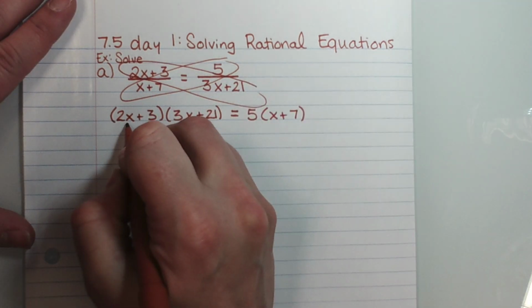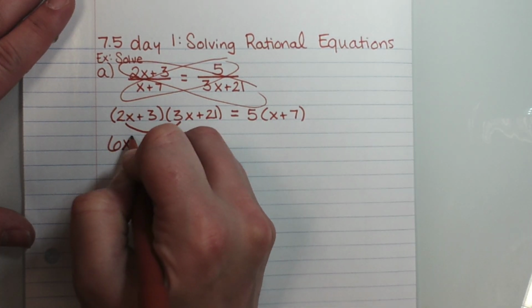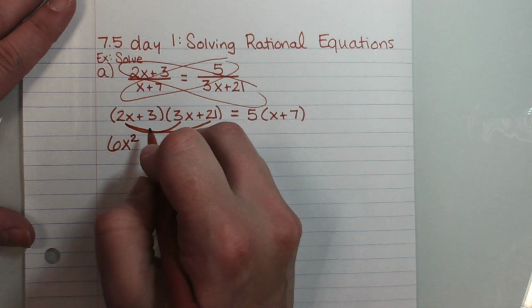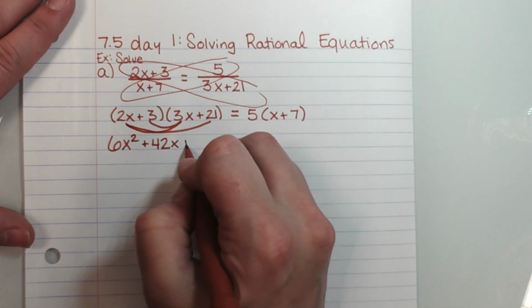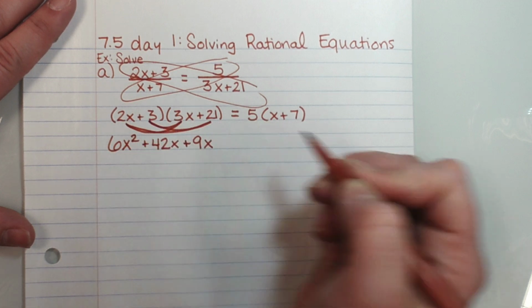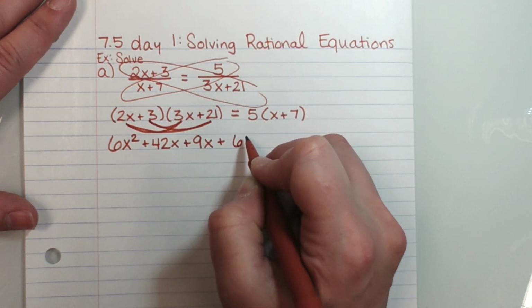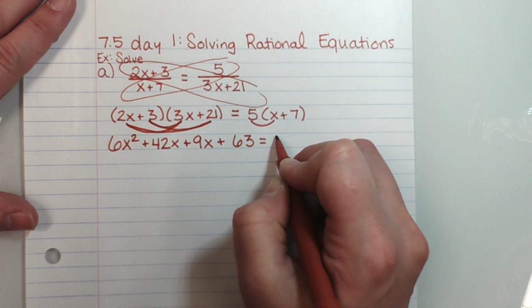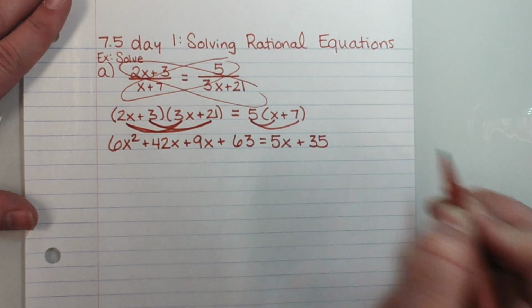Distribute. 2x times 3x, 6x squared. 2x times 21, positive 42x. 3 times 3x, positive 9x. 3 times 21, 63. Equals 5 times x, 5x. 5 times 7, 35.